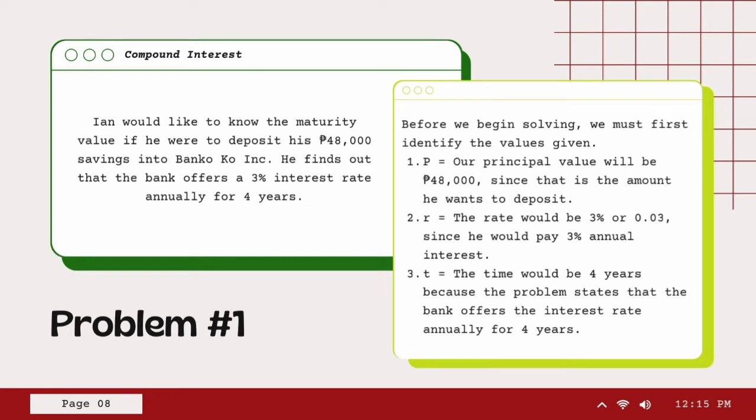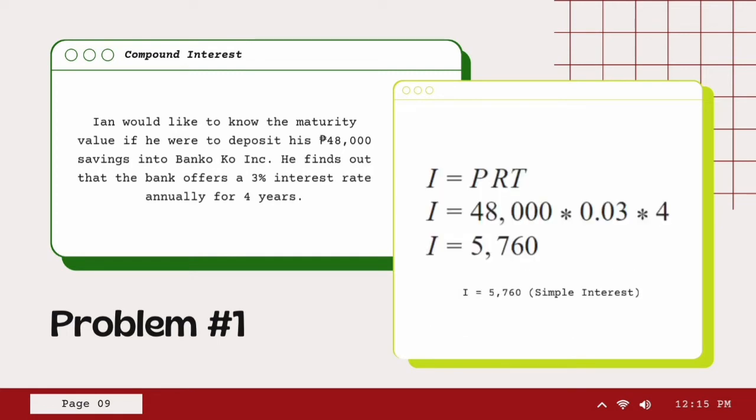I equals P times R times T, where I is the simple interest, P is the principal amount, R is the interest rate, and T is the time in years. All these values are given, so let's solve for the simple interest first. Our formula is I equals P times R times T. First, we substitute the values. It becomes I equals 48,000 times 0.03 times 4.